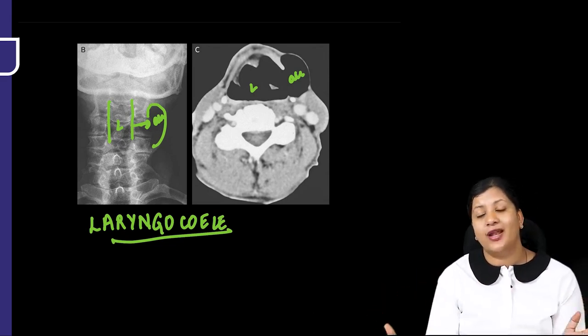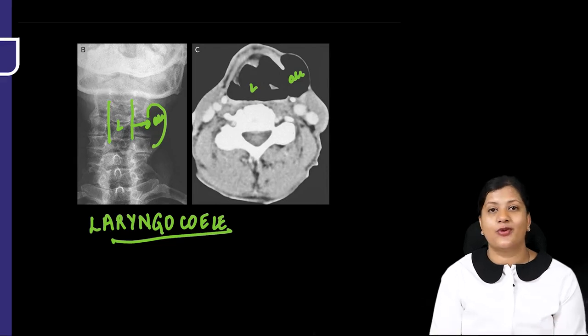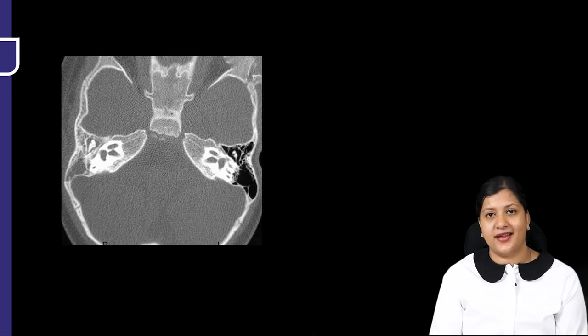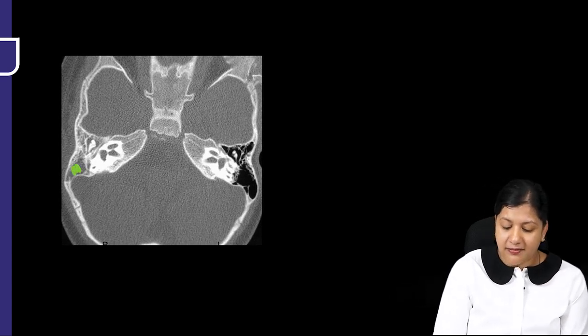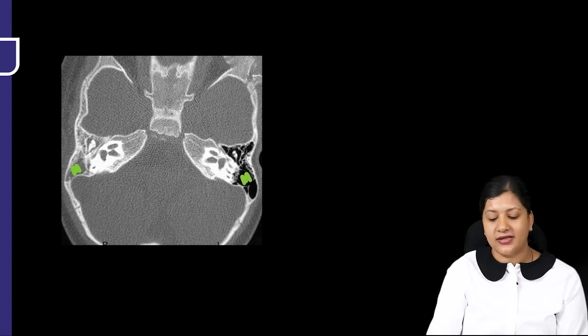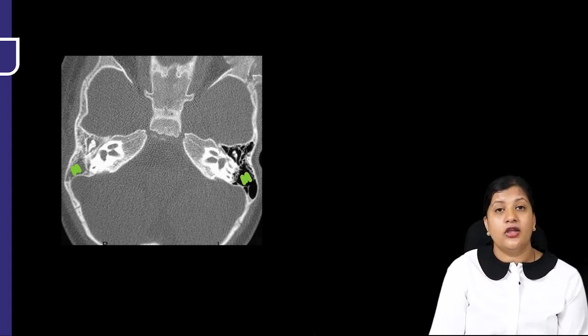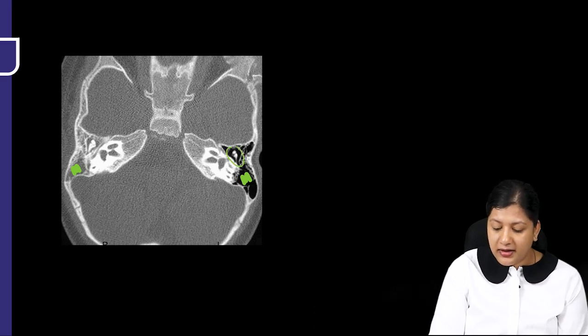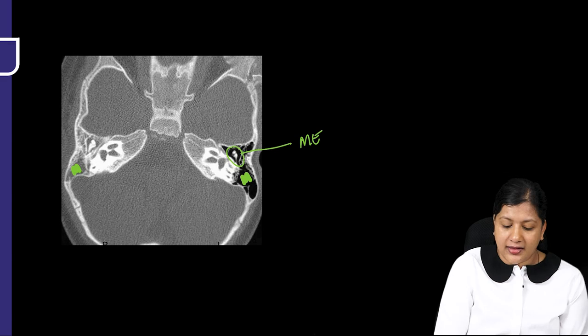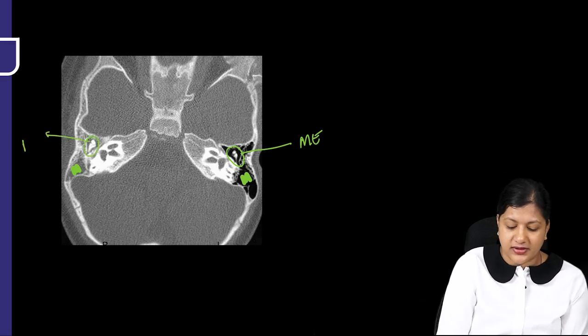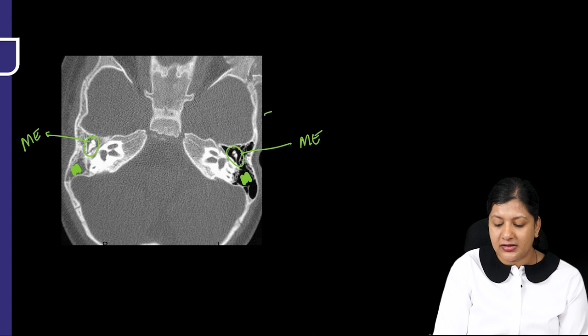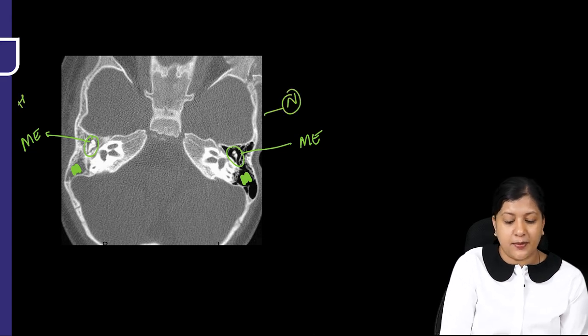So a black swelling on the sides of the larynx should prompt you to think of a laryngocele diagnosis. Now let us see some of the CT findings. Now if you see, this is the mastoid of the normal side and the opposite side. You are able to identify the middle ear of the normal side, and this is the middle ear of the opposite side. Why am I saying this side is normal and the opposite side is abnormal?